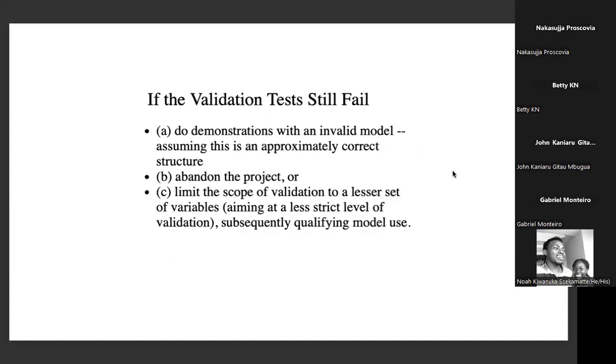So if you've done all this and the validation tests still fail, then do demonstrations with an invalid model, that is, assuming this is an approximately correct structure. You just use an invalid model and see what it gives you. Or you can abandon the project, or you limit the scope of validation to a lesser set of variables. That is, you aim for a less strict level of validation, and then you will subsequently qualify the model to be used. But what is the implication to your objective? You also have to keep that in perspective.